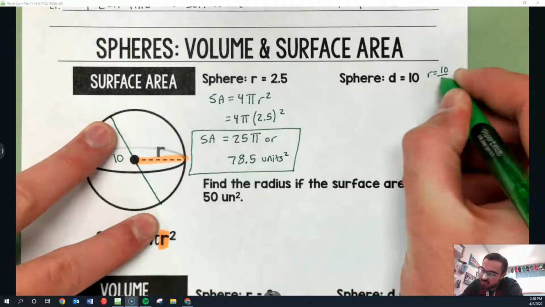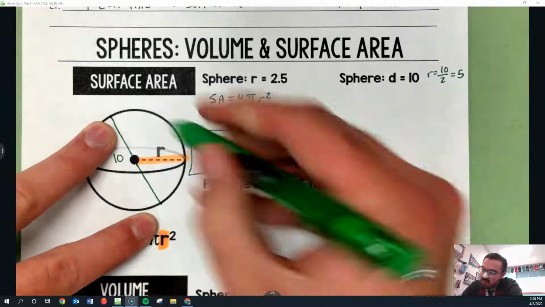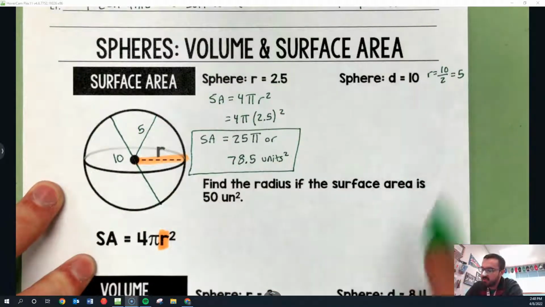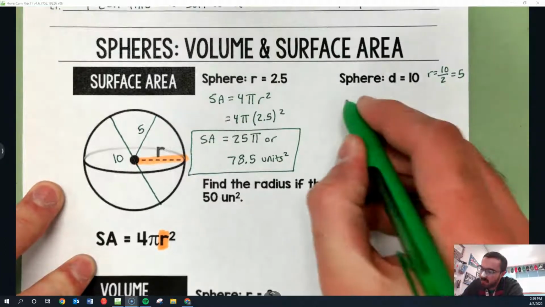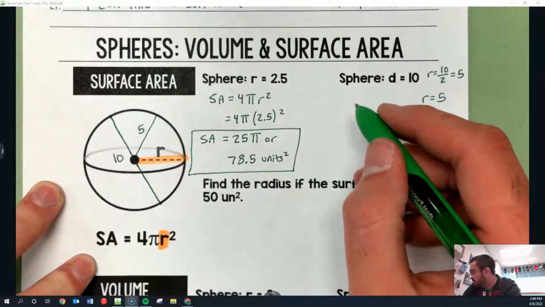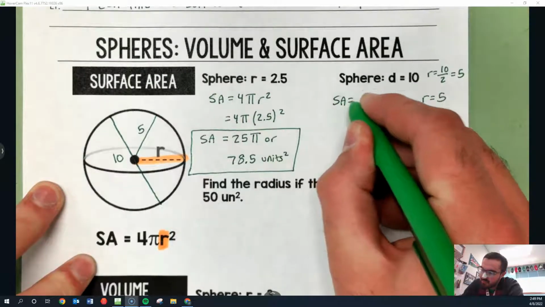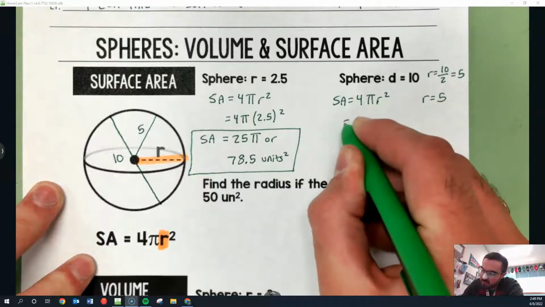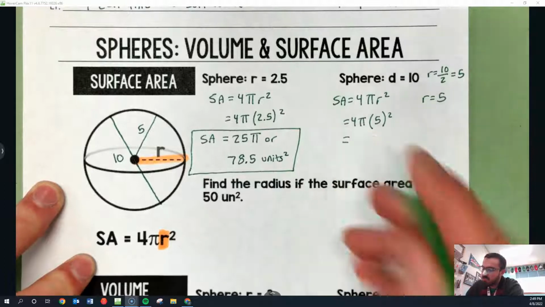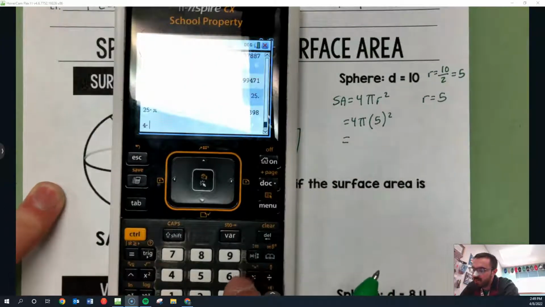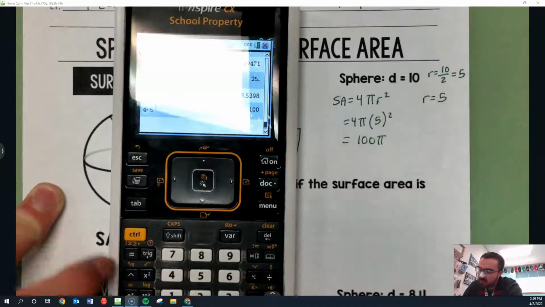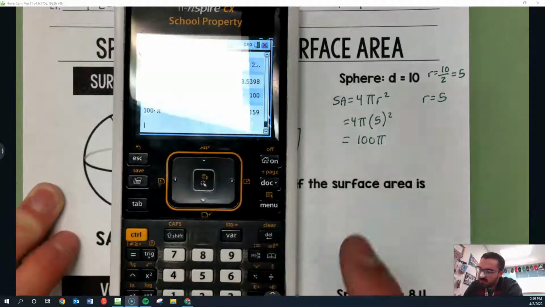So let's see what that is. 10 divided by 2 would be 5. So the radius would be 5. In this picture, the radius is 5. Okay, now that we know that the radius is 5, we can plug it in to our formula. Surface area equals 4 pi r squared equals 4 pi times 5 squared. Let's see what that would be in terms of pi first. So 4 times 5 squared without the pi would be 100 pi. What's 100 pi in decimal?